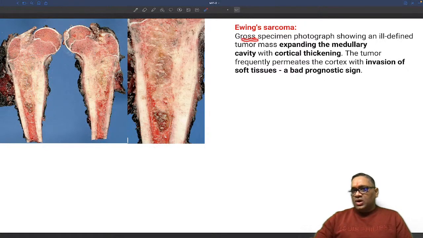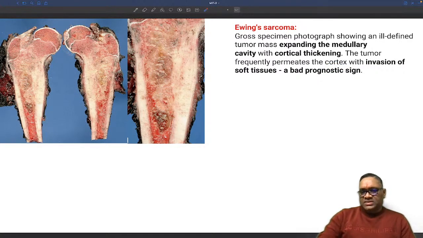So now you can see the cross specimen is showing you tumor mass expanding the medullary cavity with cortical thickening. You can see there is cortical thickening because of the tumor accumulation, and the tumor frequently invades through the cortex into soft tissue, and that will be a bad prognostic sign. So when they involve soft tissue, that is a poor prognostic marker of Ewing sarcoma.